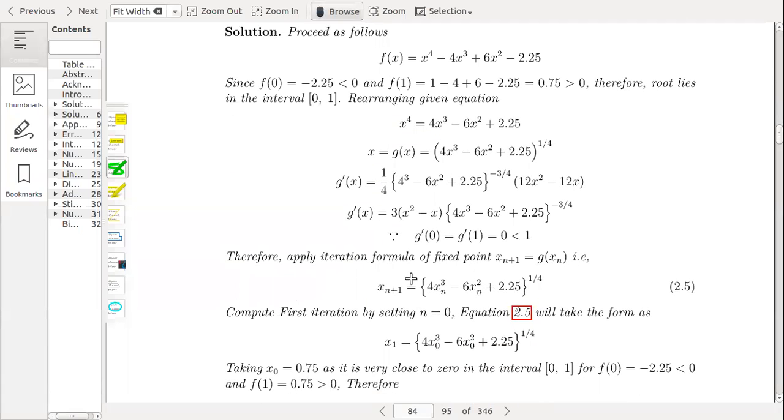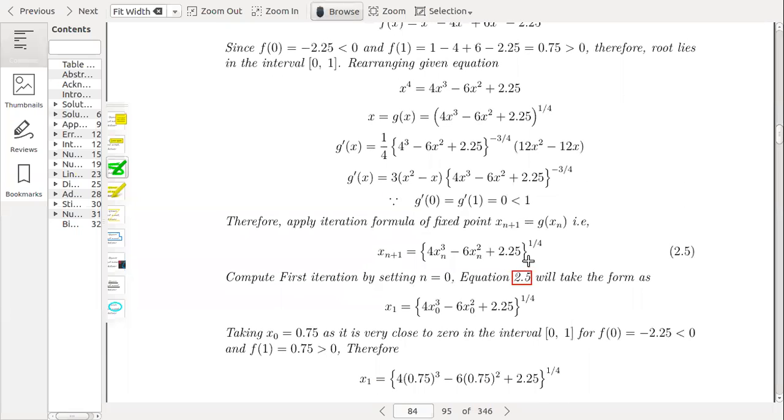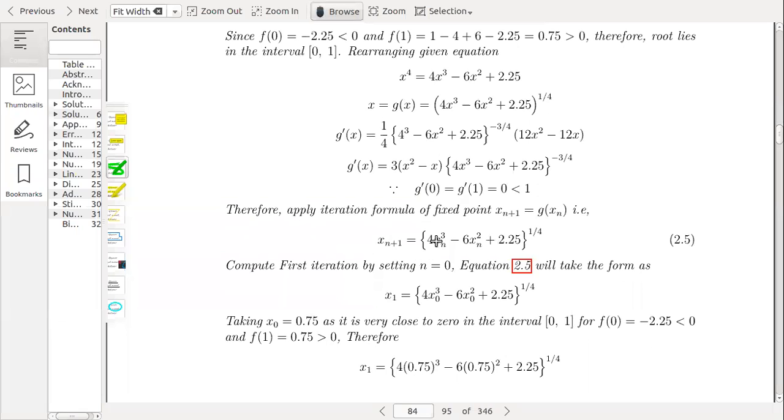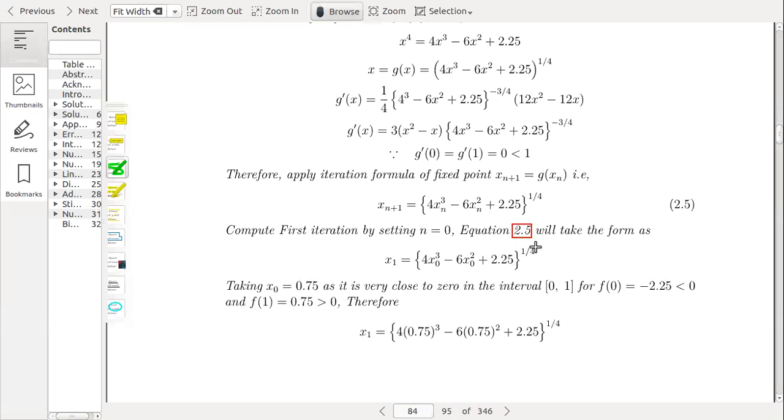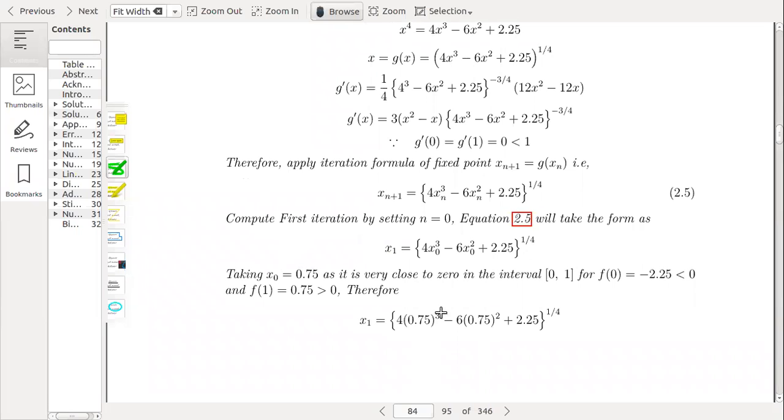Therefore, apply the fixed point iteration formula x_{n+1} equal to g of x_n, that is x_{n+1} equal to (4x_n^3 minus 6x_n^2 plus 2.25) whole power 1 by 4. Compute the first iteration by setting n equal to 0. Equation 2.5 will take the form x1 equal to (4x0^3 minus 6x0^2 plus 2.25)^(1/4).